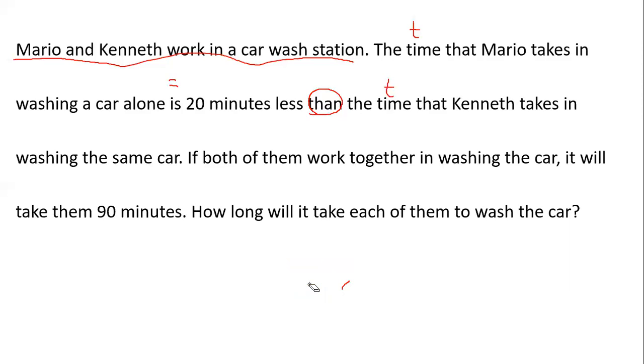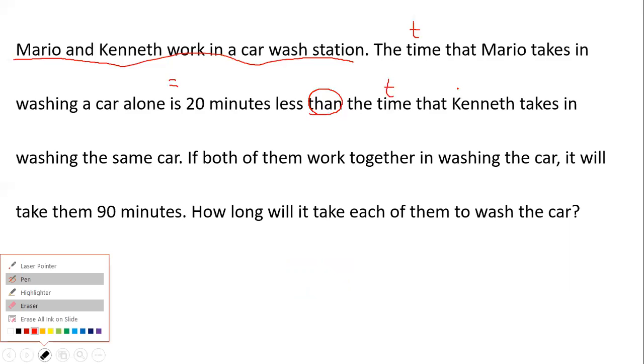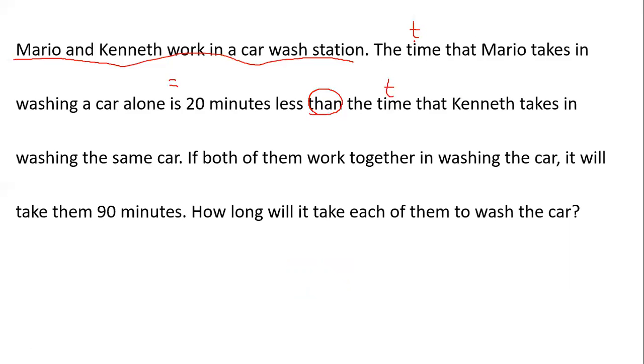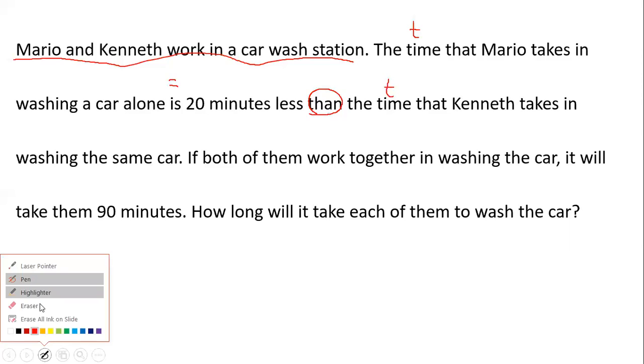So they are both dealing with time. So ang problema po natin dyan, magiging pareho po yung gagamitin natin na letter para sa time ni Mario at para sa time ni Kenneth. Which is, of course, obviously, they are not the same. They will not have the same time in washing the car alone. So therefore, we are going to use another variable to represent those time.